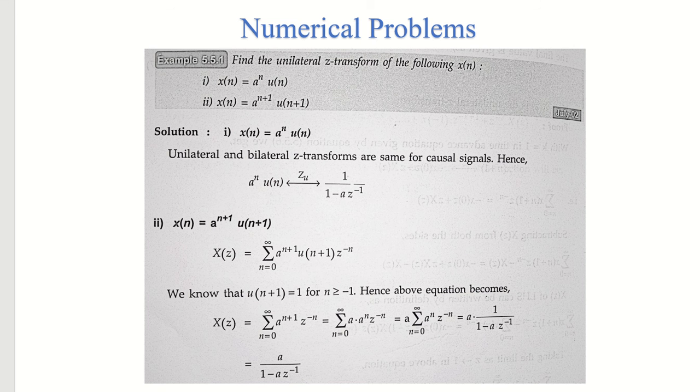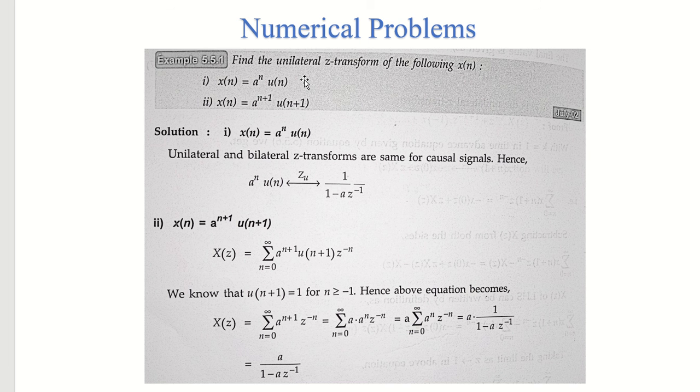Let's see another example of it. Now we have been asked to find the unilateral z transform of these signals: x of n equals a raised to n u of n, and the other signal is x of n equals a raised to n plus 1 u of n plus 1. Now unilateral and bilateral z transform are same for causal signal, remember, and both of these signals are causal signals.